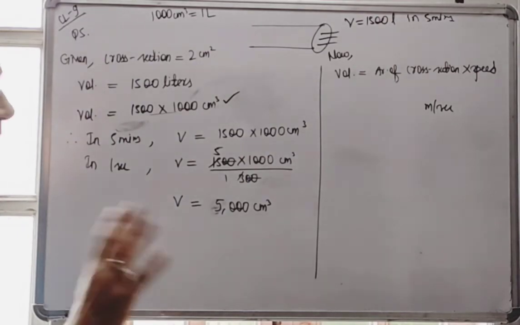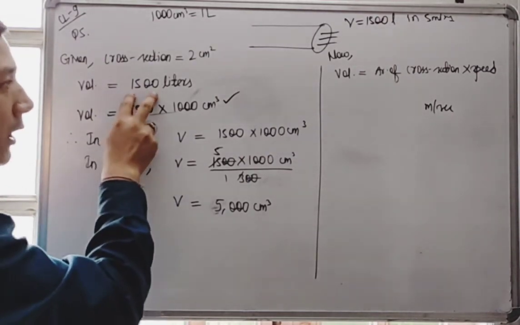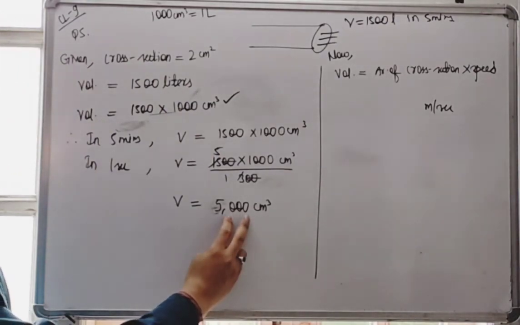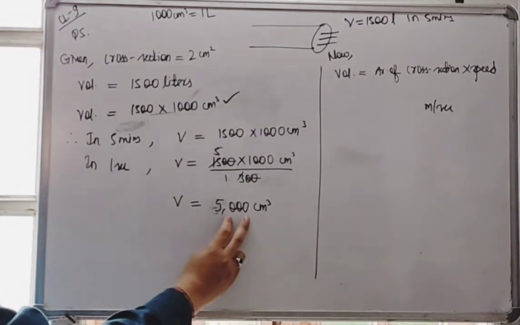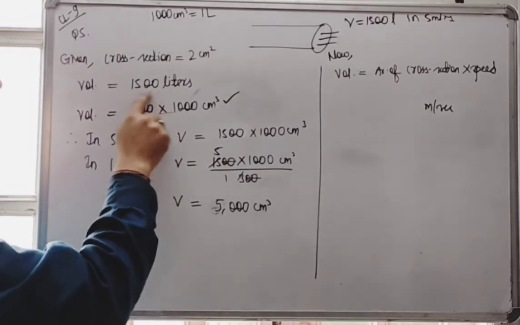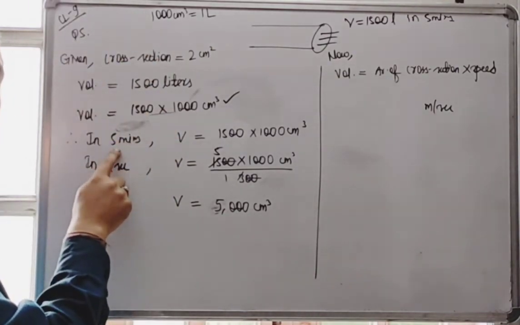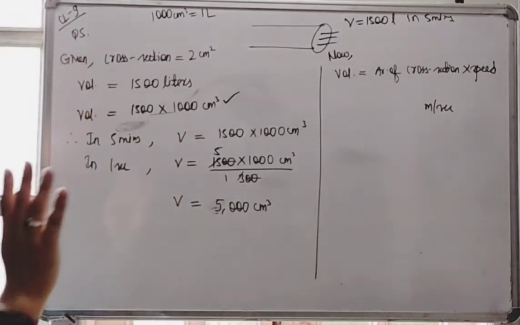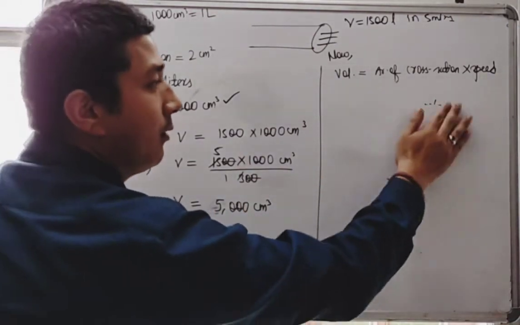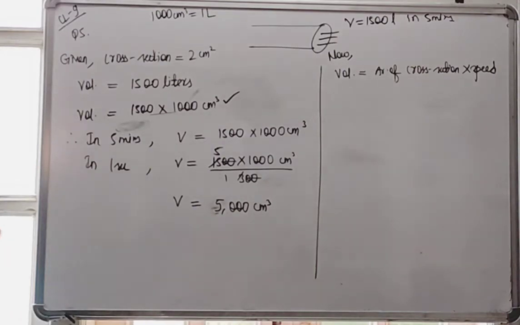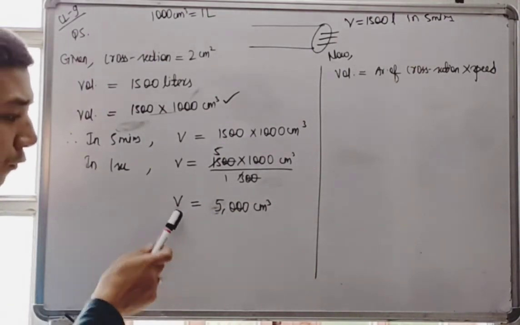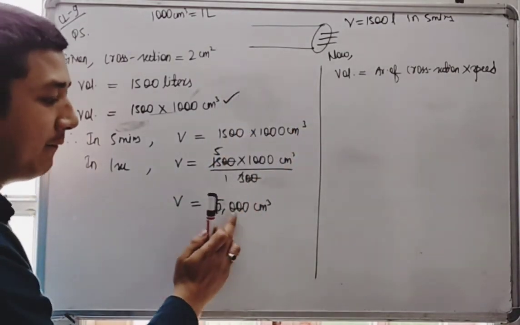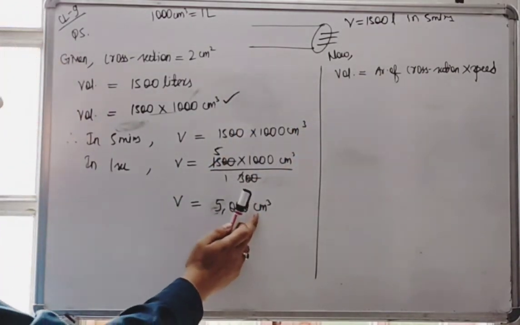Okay, understand my point? 1500 liters. Now we have 5000 centimeter cube of water. Obviously this 1500 liters was in 5 minutes, but 5000 centimeter cube of water is in 1 second. Why? Because we need the answer in second. Okay, now comes the main point. Volume of the water is how much? 5000 centimeter cube in 1 second.